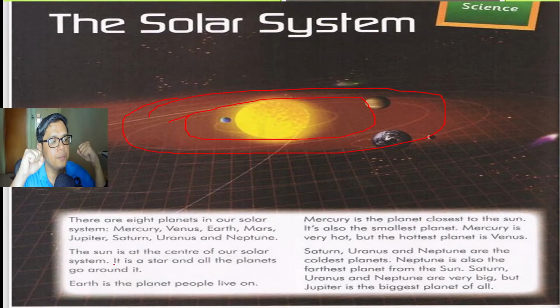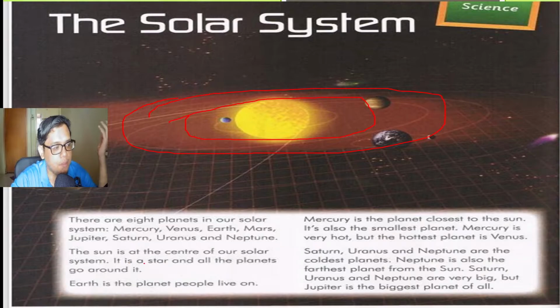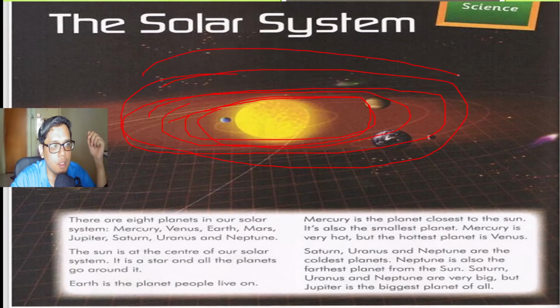Now the Sun is the center. This is the Sun. It's the center, the middle, the center of our solar system. So you see this is the center, and then the planets will go around. What is a planet? The Sun is a star. The Sun is not a planet. The Sun is a star, and all the planets, Mercury, Venus, Earth, Mars, Jupiter, Saturn, Uranus, and Neptune, will go around the Sun. They will move around.